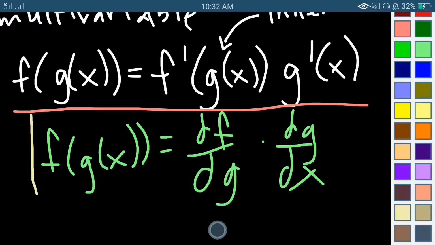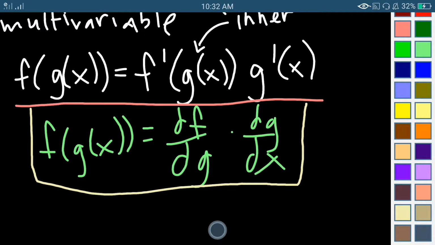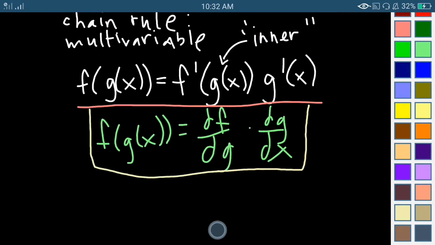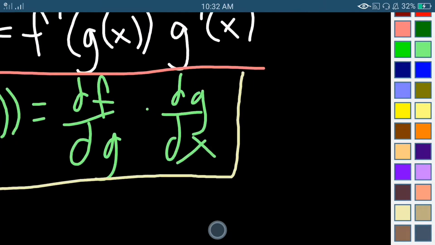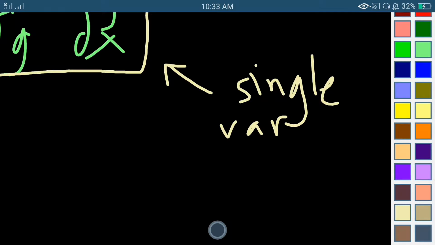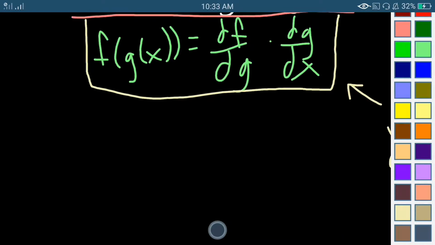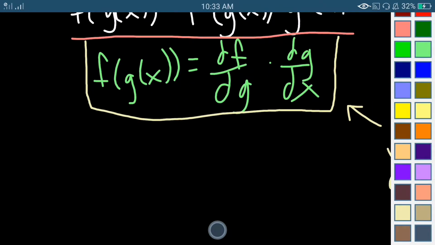Now, this is going to be the basis of my explanation of how it may or may not make sense. So this is, of course, the single variable version of the chain rule. Now let's go up a notch and do the multivariable chain rule.